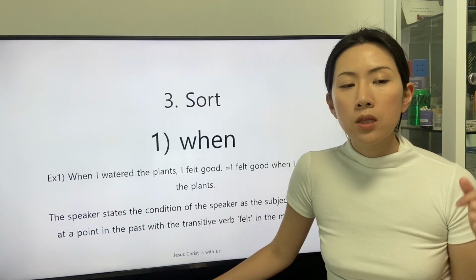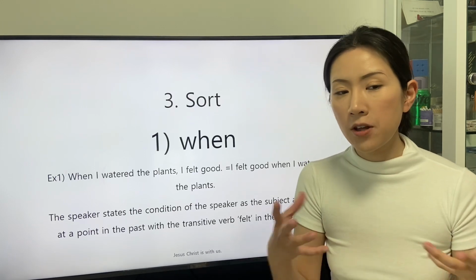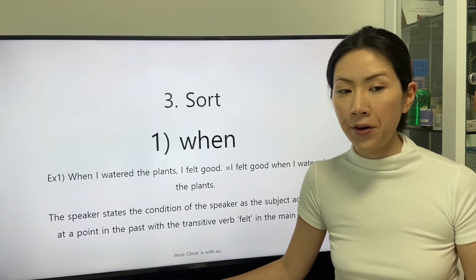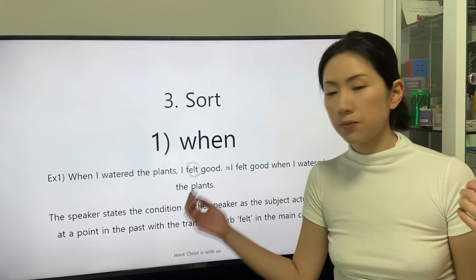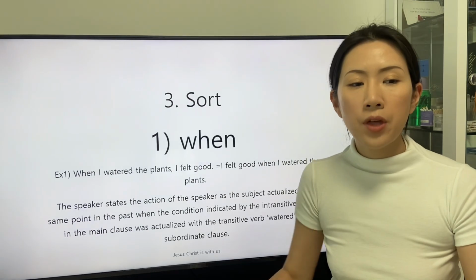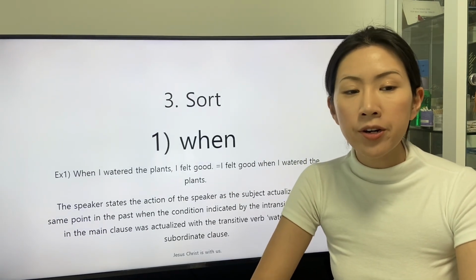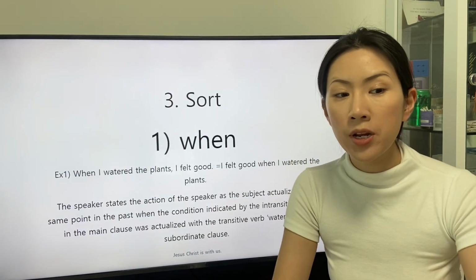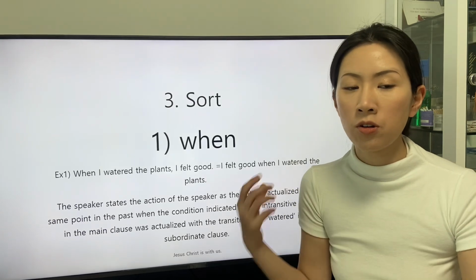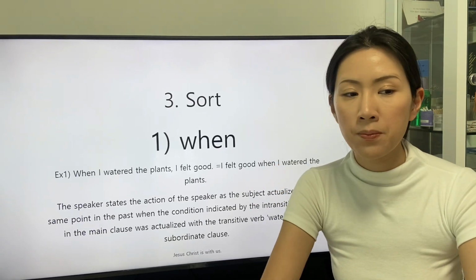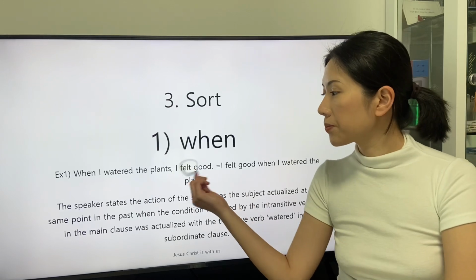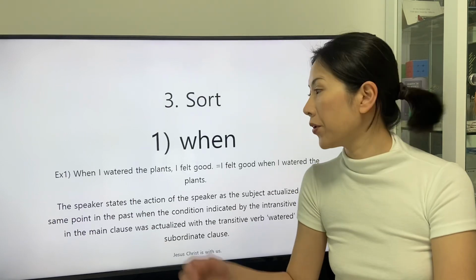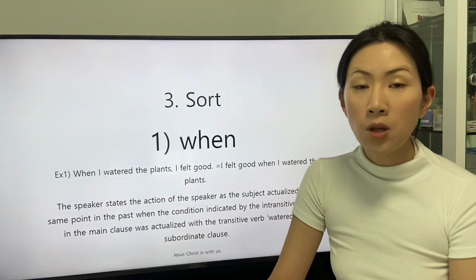The speaker states the condition of the speaker as the subject, actualized at a point in the past with the intransitive verb felt in the main clause. The speaker states the action of the speaker as the subject, actualized at the same point in the past when the condition indicated by the intransitive verb felt in the main clause was actualized with the transitive verb watered in the subordinate clause.